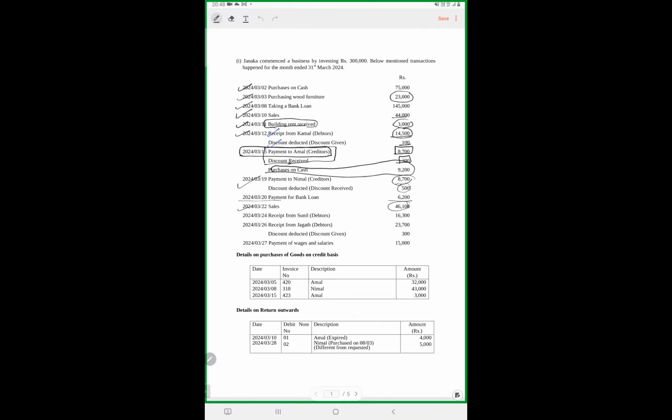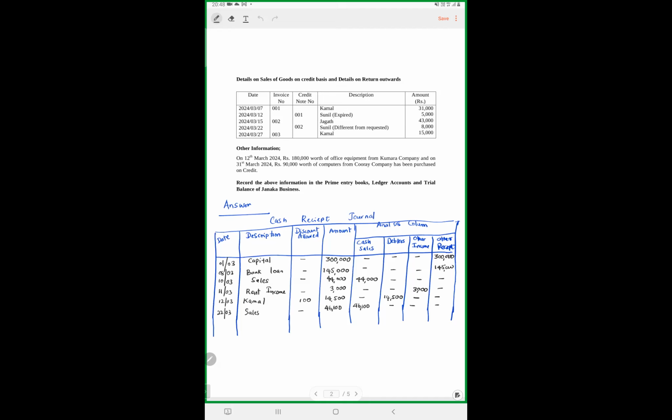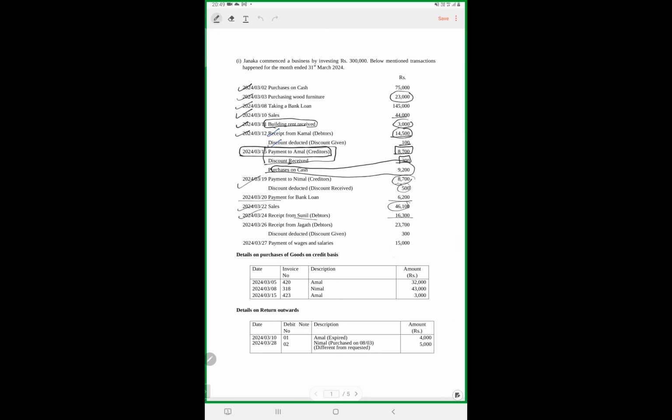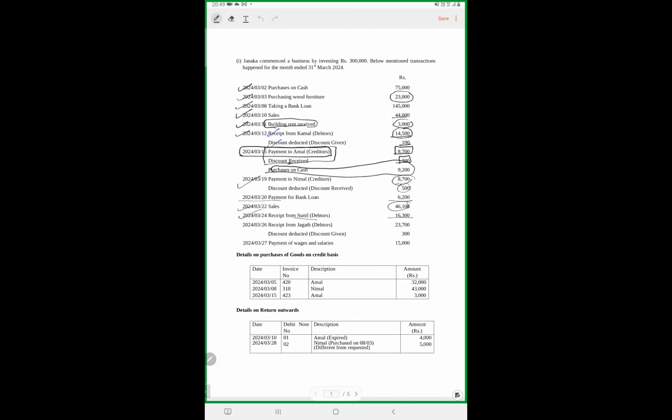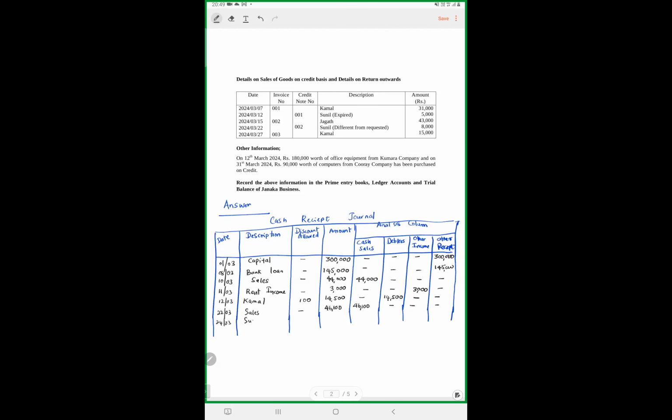Next one, we are receiving the money from Sunil. We are receiving the money from Sunil, 16,300. The date is 24th March. From whom? Sunil. Sunil is a debtor. So we are receiving 16,300. So we are receiving from debtors 16,300.